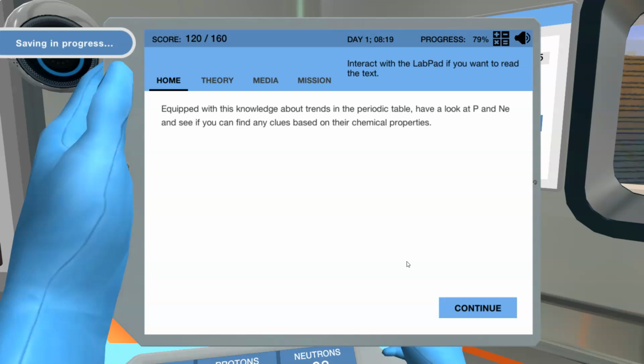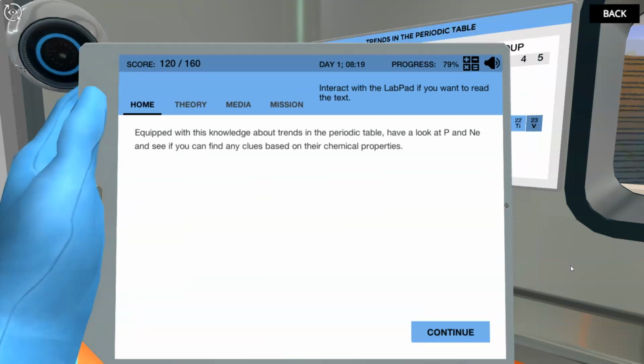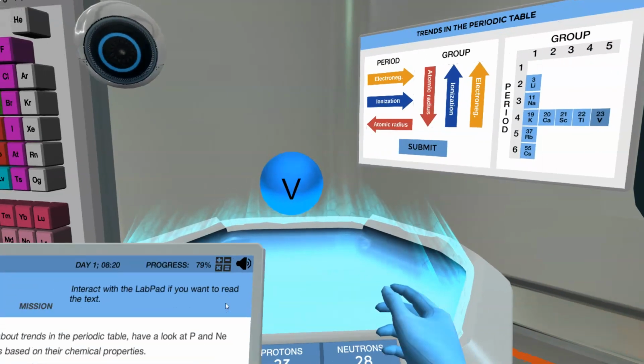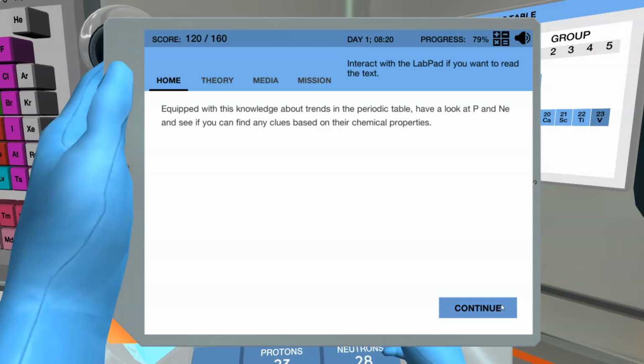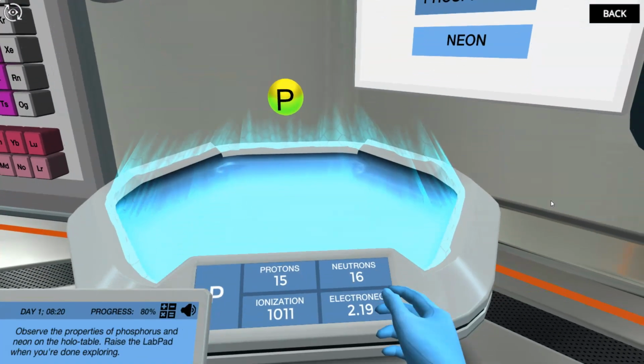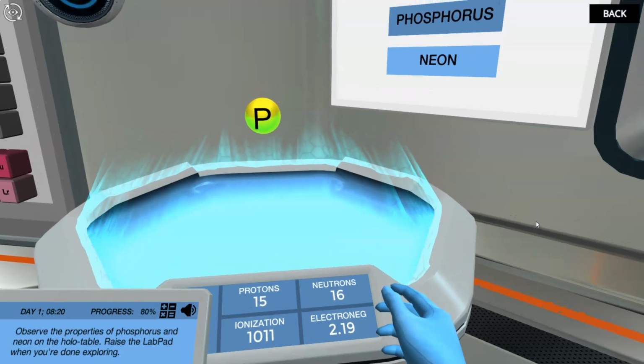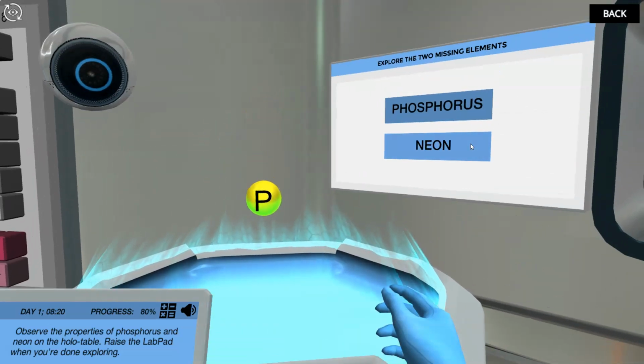Equipped with this knowledge about trends in the periodic table, have a look at phosphorus and neon and see if you can find any clues based on their chemical properties. Observe the properties of phosphorus and neon on the hollow table. Raise the lab pad when you're done exploring.